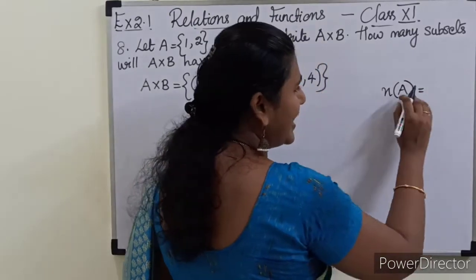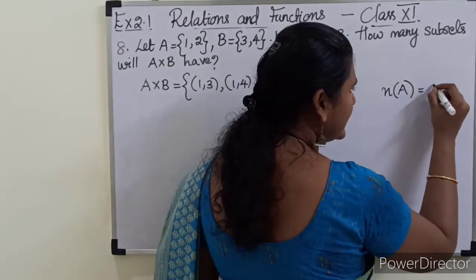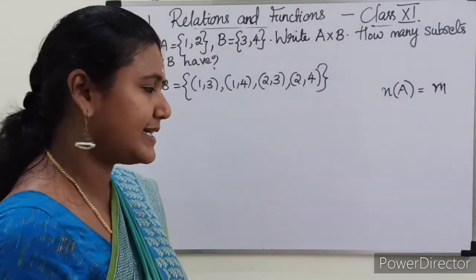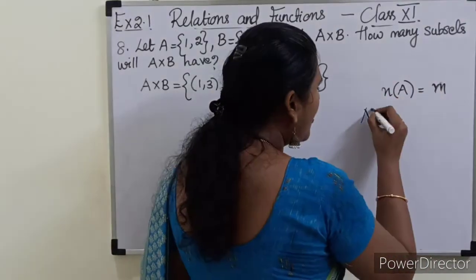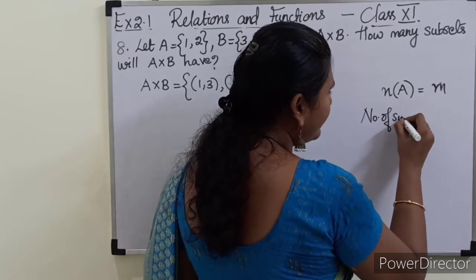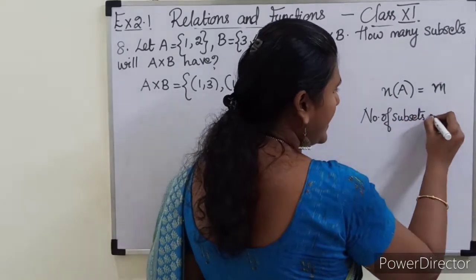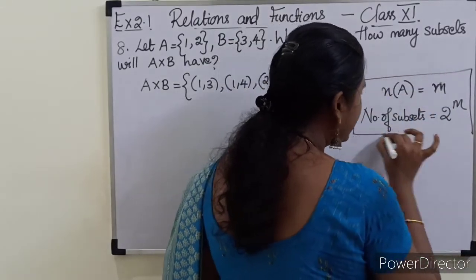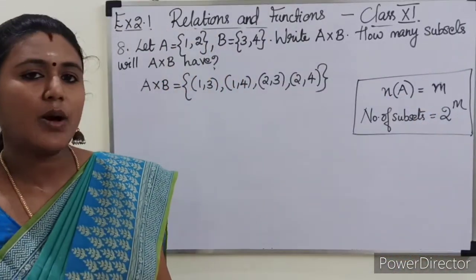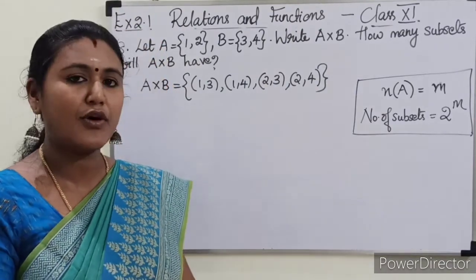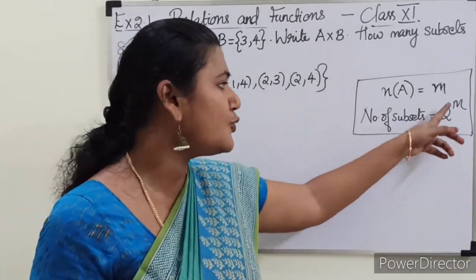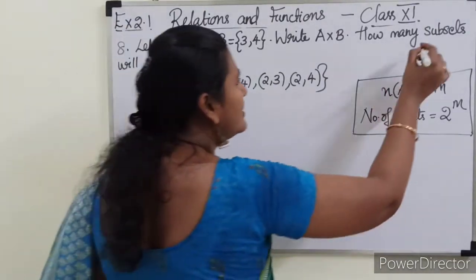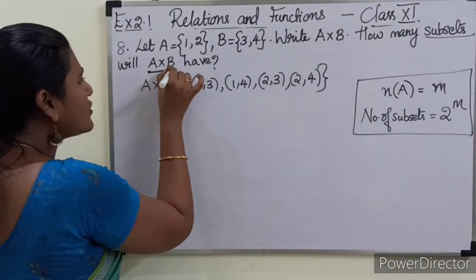If the number of elements of a set is n, or we will take another letter m, then the formula for the number of subsets of A is 2 power m. So this is our formula. If a set has m elements, then the number of subsets is 2 power m. So here the question is, we have to find the subsets of A cross B.